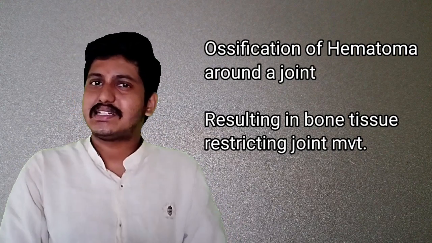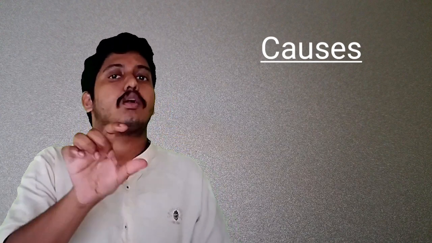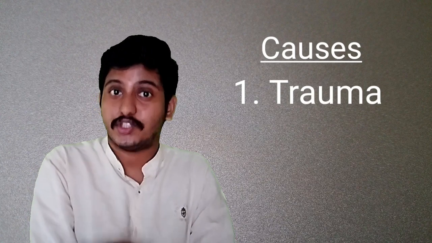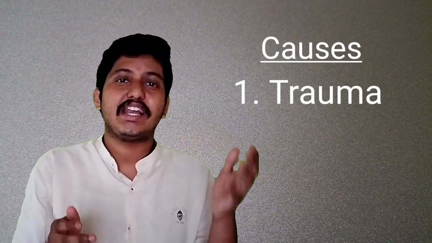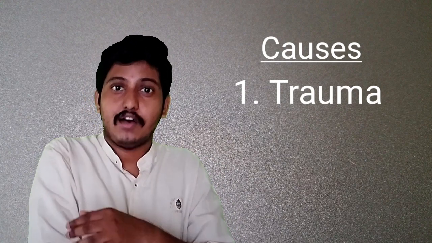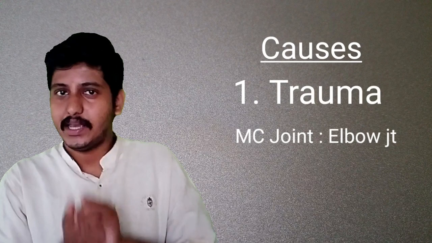Now let's see the causes of this myositis ossificans. Myositis ossificans is otherwise called post-traumatic ossification. So the most common cause is trauma, trauma to the joints. Usually it occurs as a complication of fractures, especially supracondylar fractures of the humerus. And so it is very common in the elbow joint. It is followed by the hip joint.